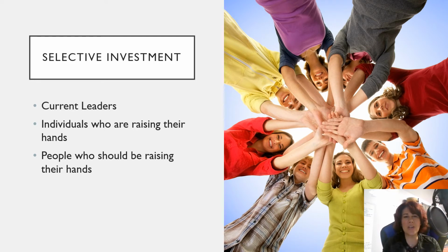Then I think you need to look at people who are raising their hands. Anybody who's raising their hand inside your organization may be a good investment for you. And then I'd also like to encourage you to think about the people who should be raising their hands but are not.